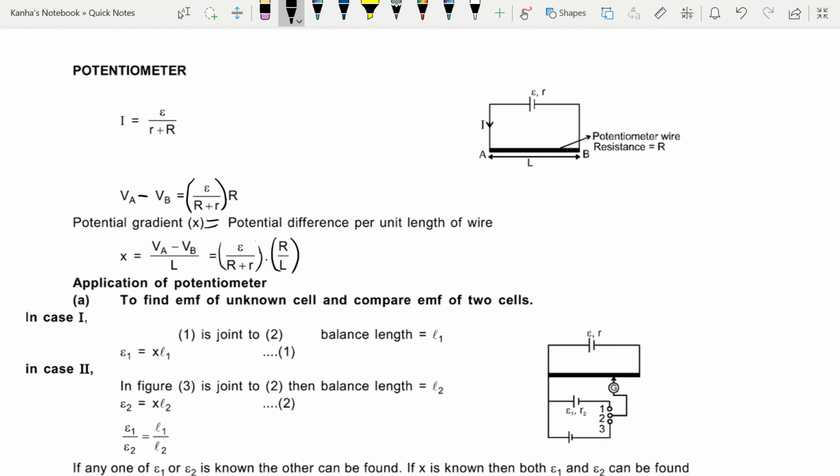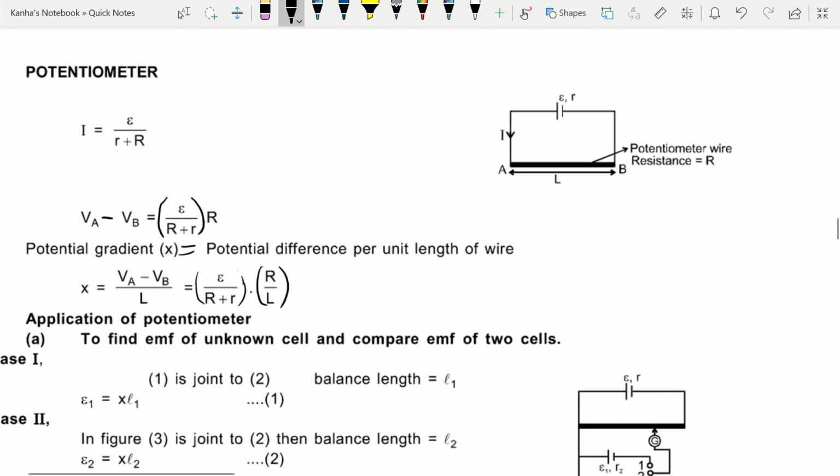So let's begin. The basic circuit of a potentiometer is very simple. You have a battery providing an EMF and it has an internal resistance small r. Okay, and you have a potentiometer wire of length capital L. Okay, this wire has a resistance R.